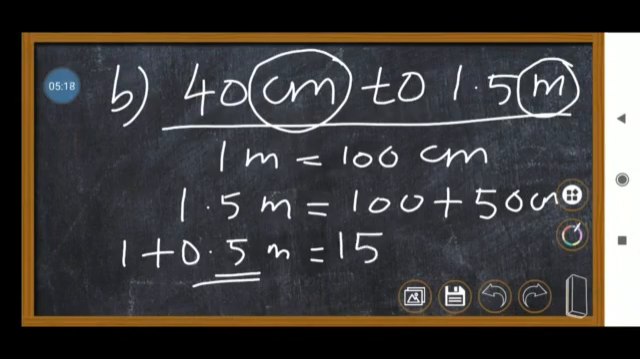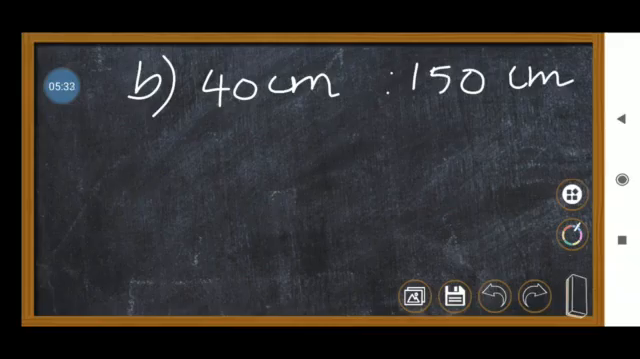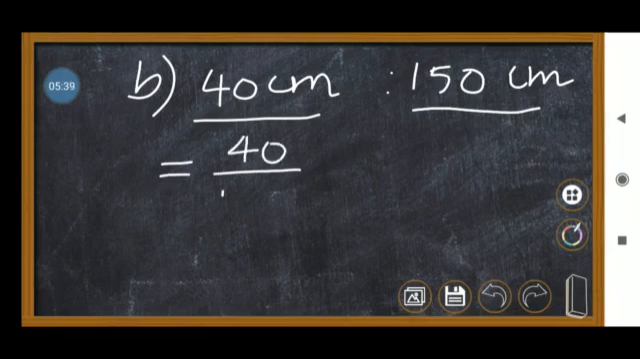So after converting that meter into centimeter, you are getting 150 centimeter. Now you can find the ratio. So 40 centimeter is to 150 centimeter. We can write it as 40 divided by 150.